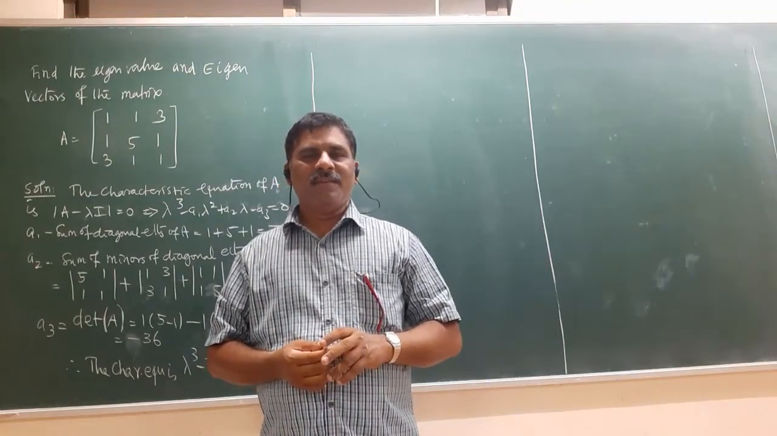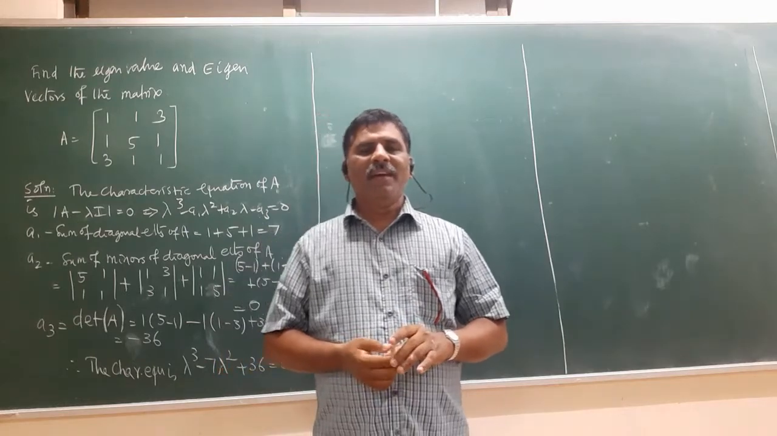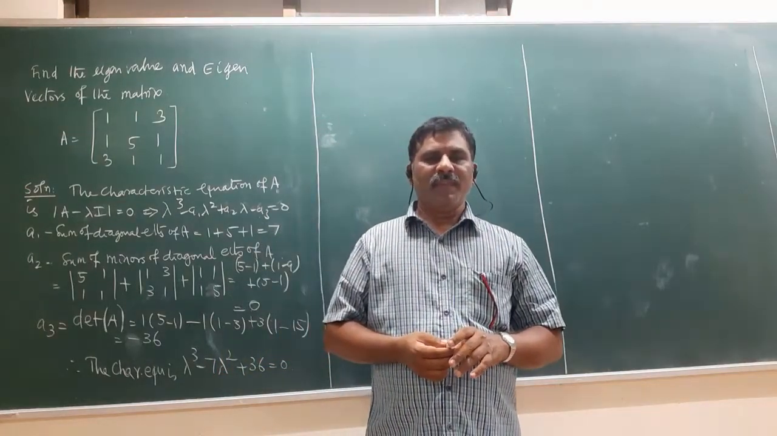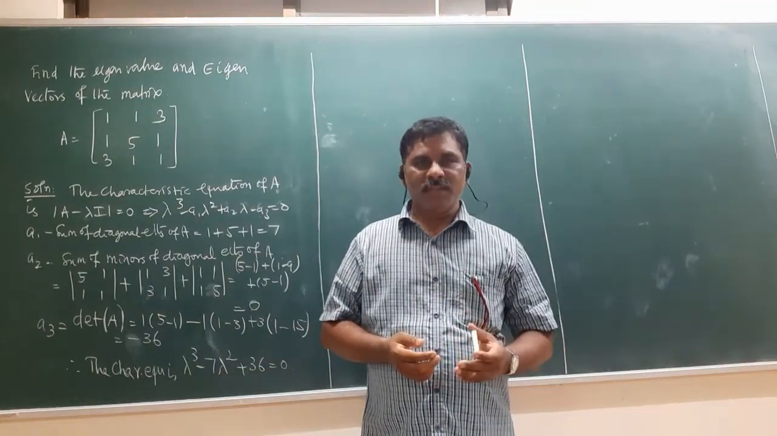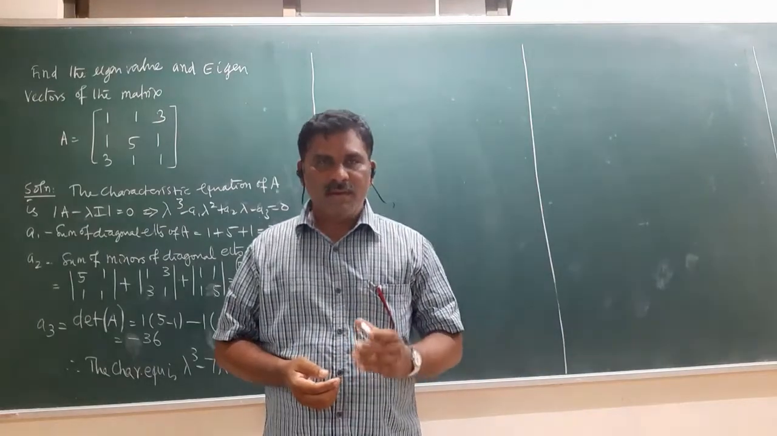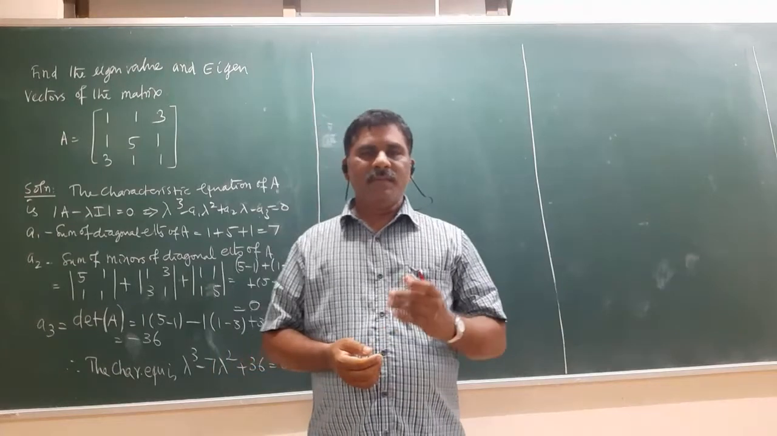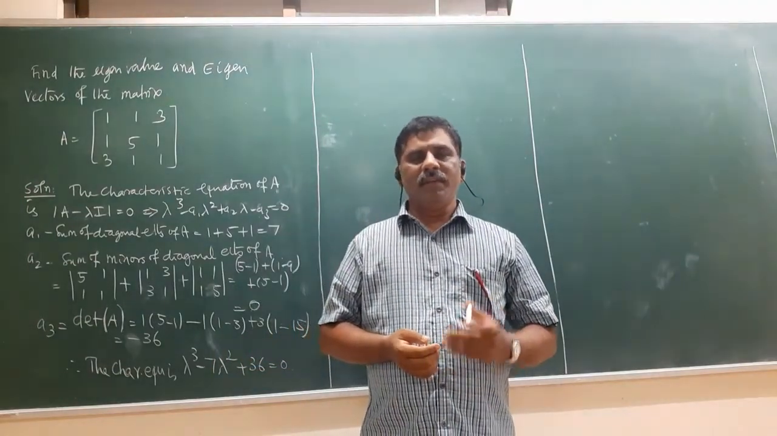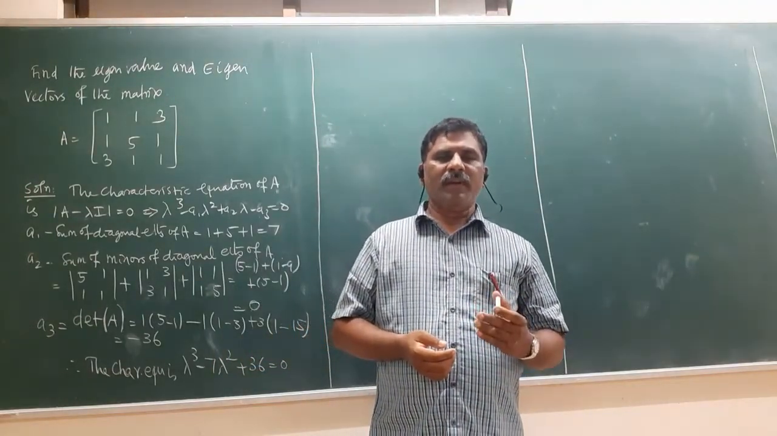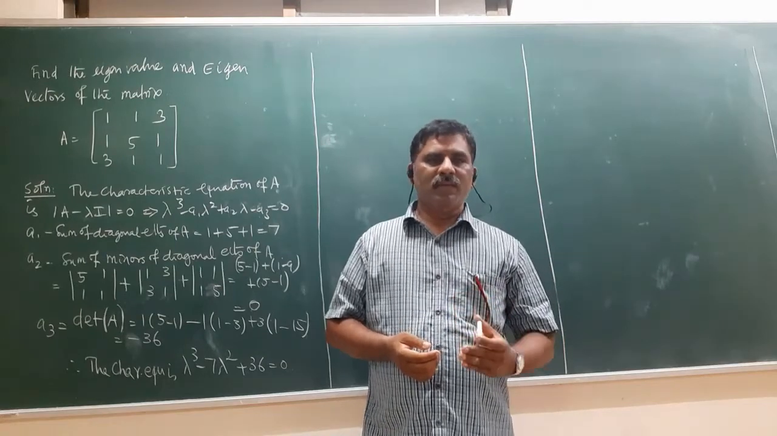In the class, we are going to discuss one problem in eigenvalue and eigenvector. In the last class, we discussed finding the eigenvalue and eigenvector of the 2 by 2 square matrix. Now we extend the problem, that is, we are going to find the eigenvalue and eigenvector of the 3 by 3 square matrix.